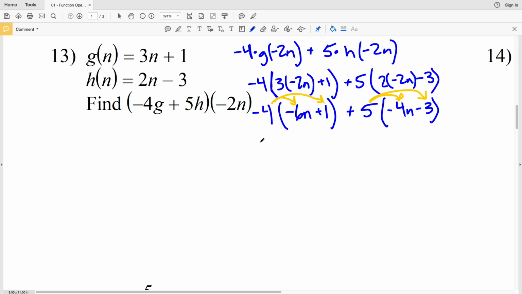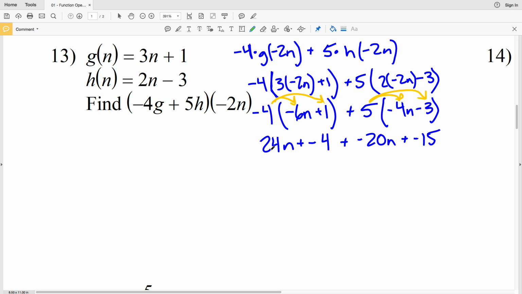So negative 4 times negative 6 is a positive 24n, plus negative 4 times 1, which is plus the negative 4, and then I'm going to add 5 times negative 4n, which is negative 20n, and then I'm going to add 5 times negative 3, which is negative 15.